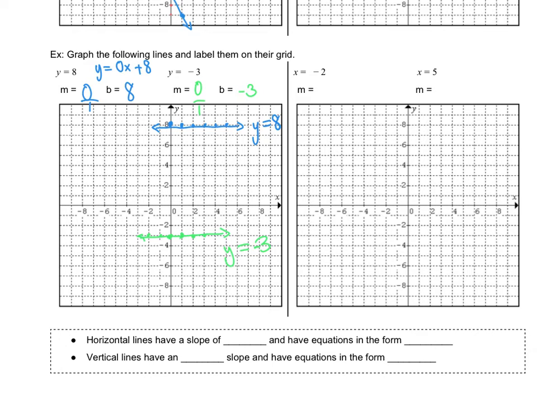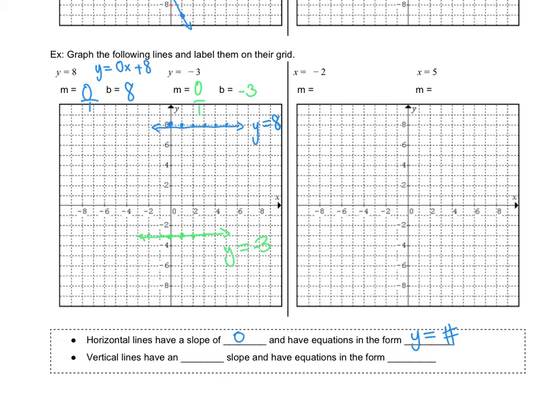So just to summarize, horizontal lines have a slope of 0 always, and their equation is always in the form y equals a number. You're missing that x term because the x term is what attaches the slope, but our slope is 0. All right, let's try the next two. The next two are x equals -2, x equals 5.